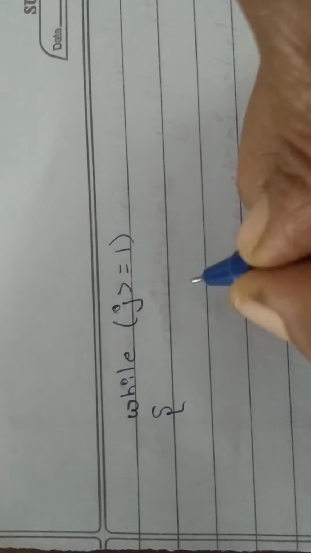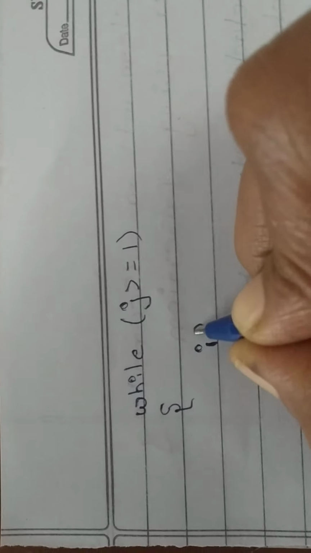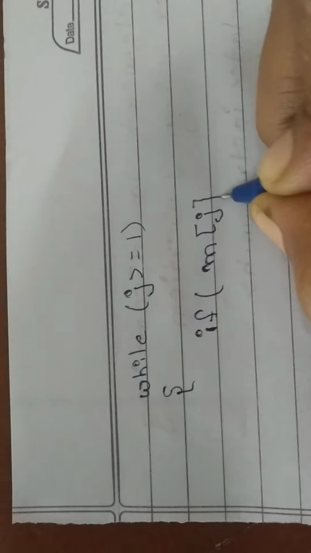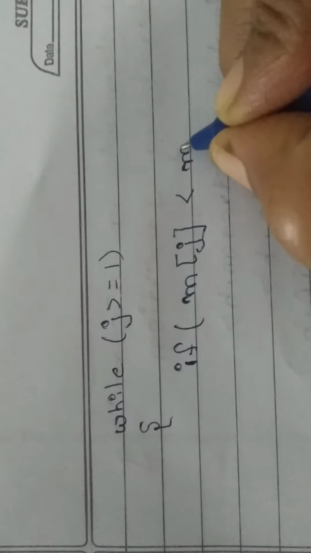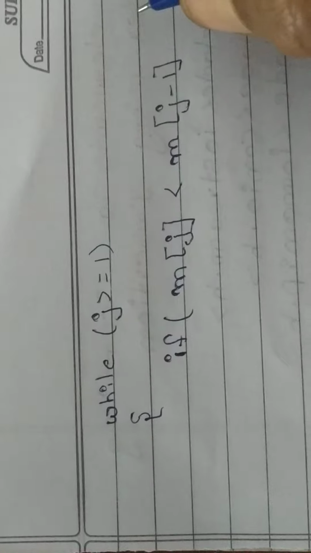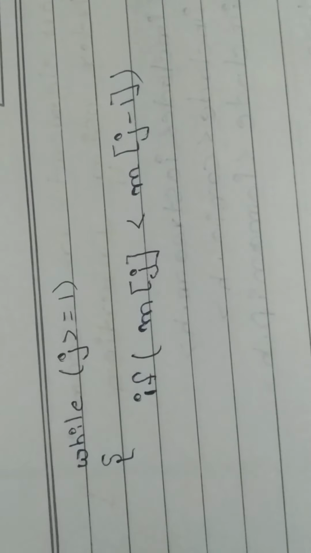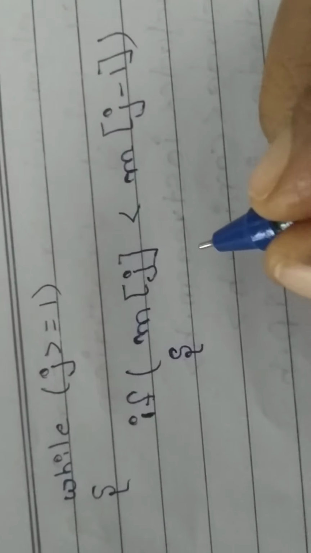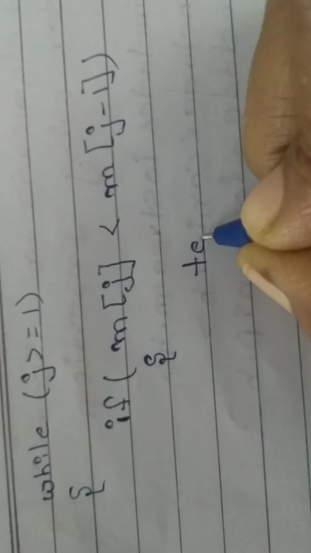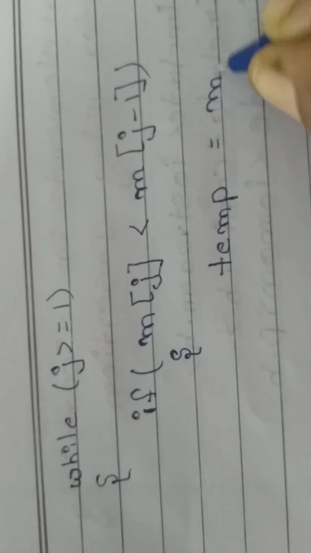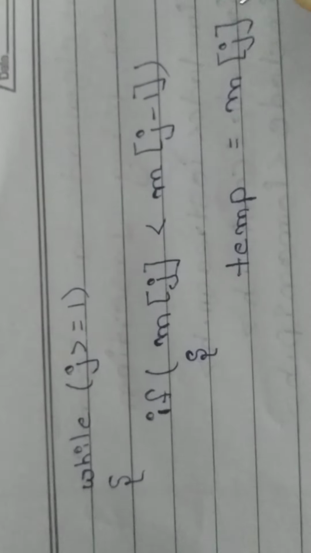What are the steps? First we are comparing with the help of if. What is that? First position is less than 0th position. j minus 1 means 1 minus 1 is 0. Comparison will be done. Okay. So if it is less, what are we doing? We are interchanging. I showed you in the starting itself how we are interchanging. The only difference between that and this is the variables. There I wrote a of 0, here we are writing j.